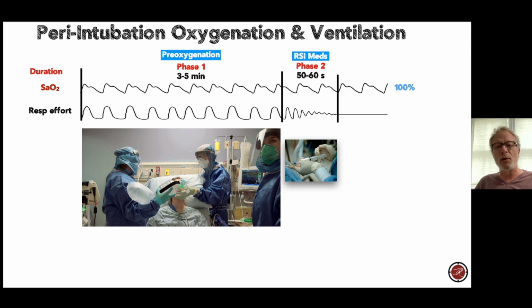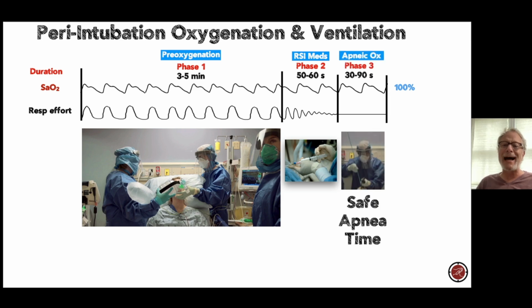So phase 2 is when you give the drugs. Phase 3 is apneic oxygenation, and I've got 30 to 90 seconds. Most of the time, I'd say 90% of the time, an uncomplicated laryngoscopy and intubation should take less than 30 seconds. And you're going to do difficult airway drills to do all those maneuvers in under 30 seconds to get that safe apnea time. And that's not going to make you hurry up, right? You're going to be able to do that comfortably.